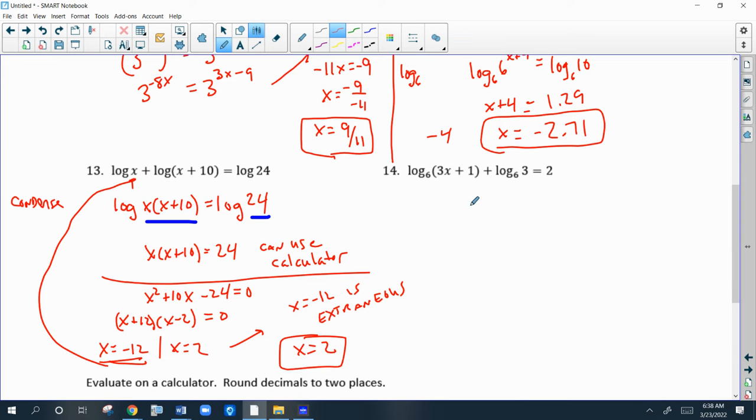That brings us to number 14. And the reason why number 14 is different from number 13 is you're still going to have to condense these logs, but for 13 you have logs on both sides, 14 you don't. So for 14 you're going to eventually have to change this to an exponential equation. So first condense, as always. So you can change this to log base 6 of 3x plus 1 times 3 equals 2.